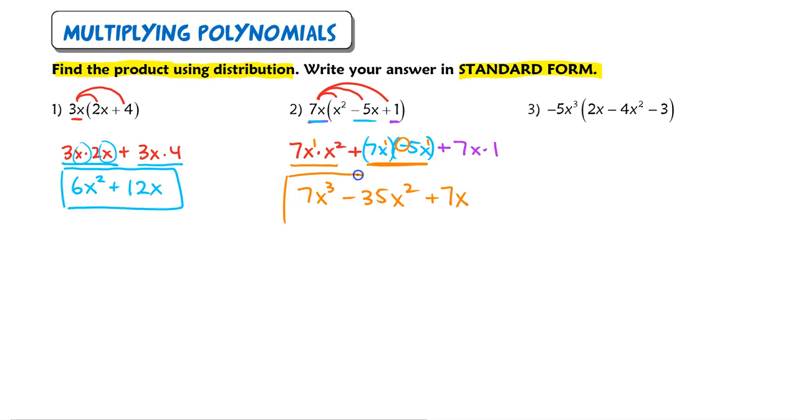So there's my final answer. It's already written in standard form also. We go in descending order, x cubed, x squared, and then finally just x. Alright, last problem. Hopefully these will go a lot quicker when you guys work on them individually.